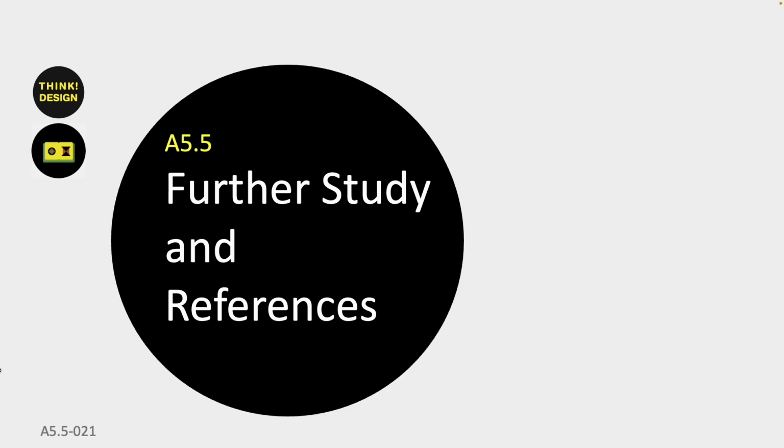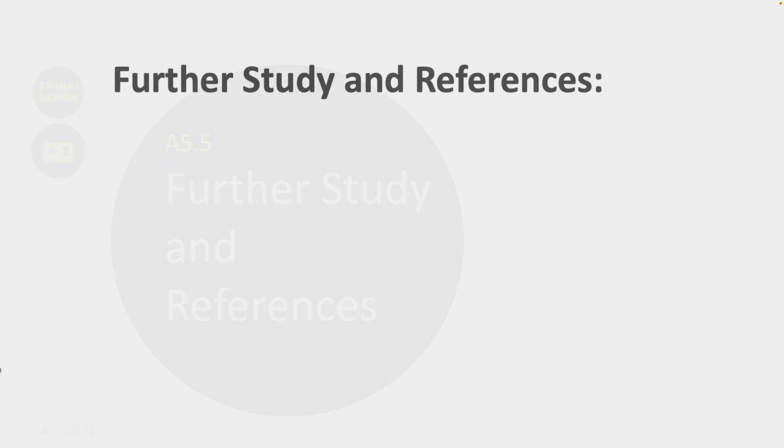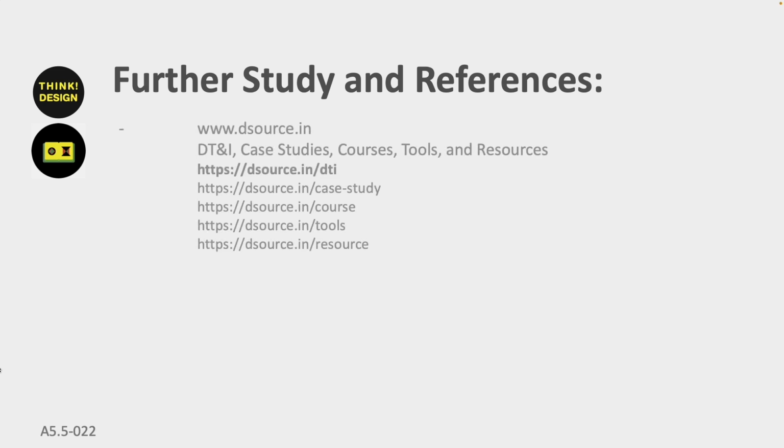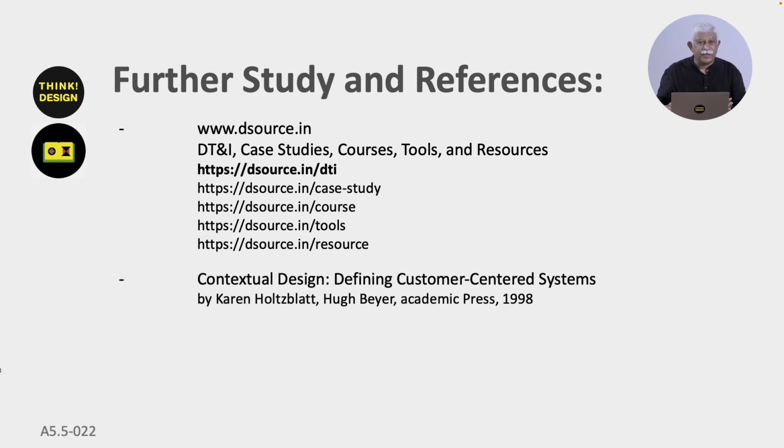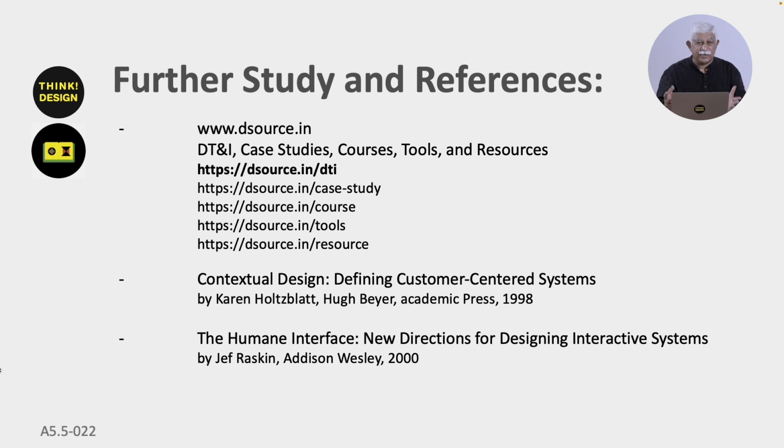So let's look at further study and references. Again, back to dsource.in/DT&I. Contextual Design, Defining Customer-Centered Systems is a very useful book. It's by Karen Holtzblatt, as well as The Human Interface, New Directions for Designing Interactive Systems by Jef Raskin.